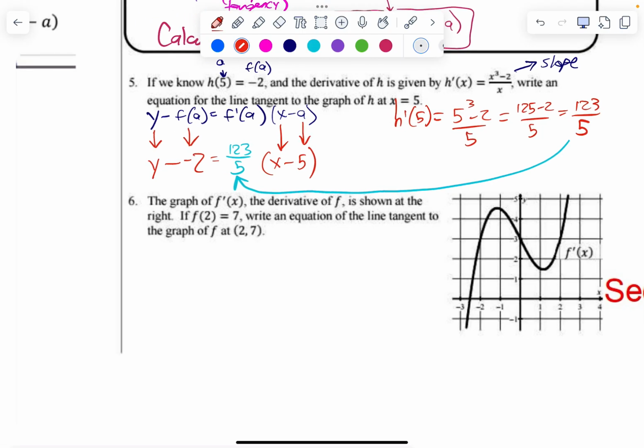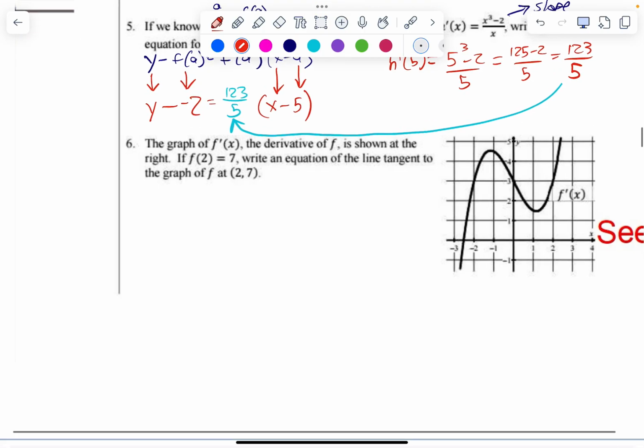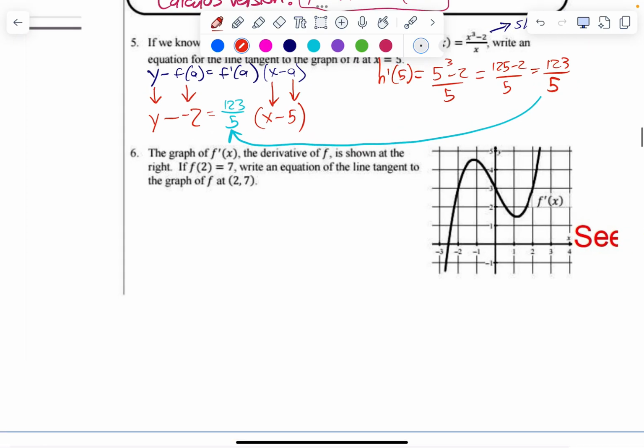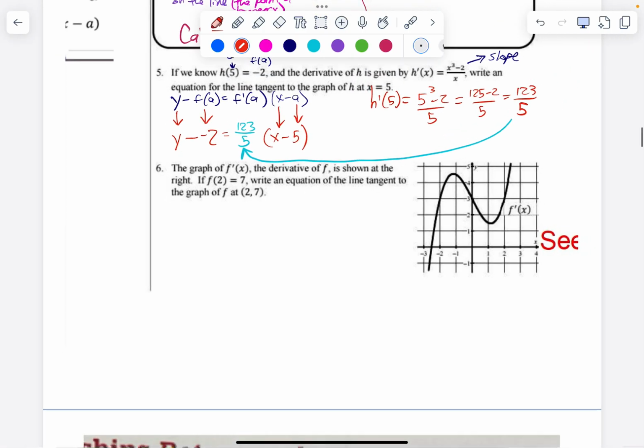Okay, I want to get through this. I think we'll have time to come back and graph that, but let's just get through the rest of the lesson.